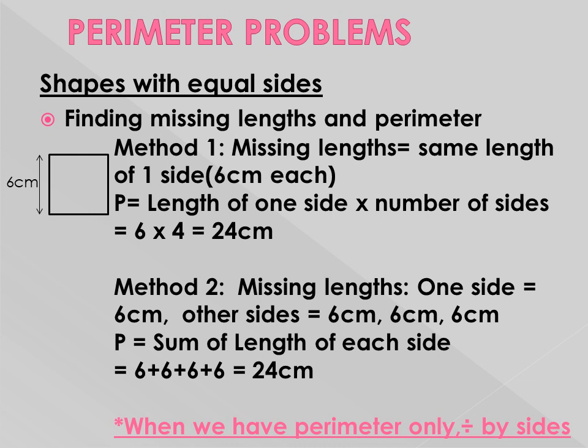Okay, that's a very good try. 24 centimeters is the perimeter. Okay, and how many sides does the square have? 4. Since the square has the same length of sides, I divide 24 by 4 because it has 4 sides. 24 divided by 4 is what? 6. So it means each of the sides is 6 centimeters.